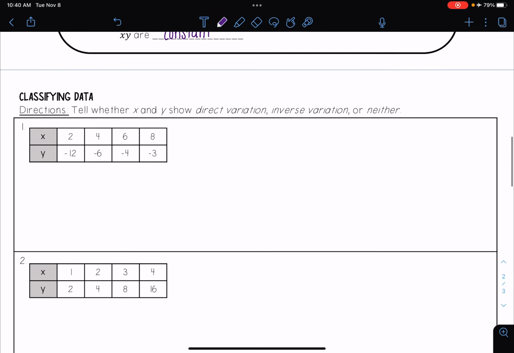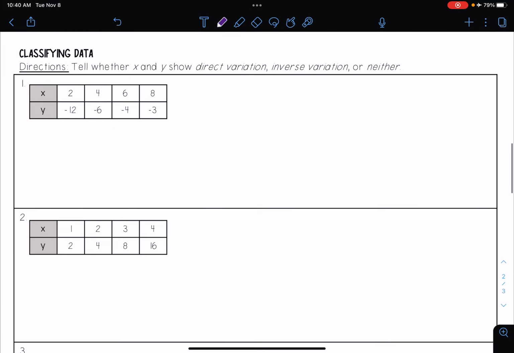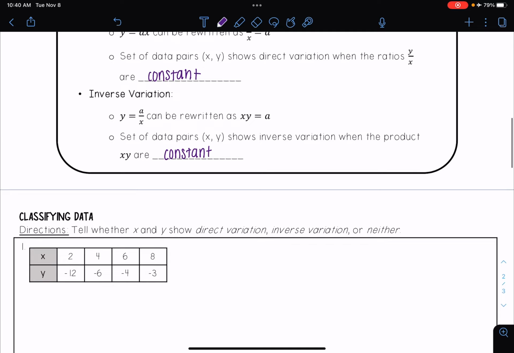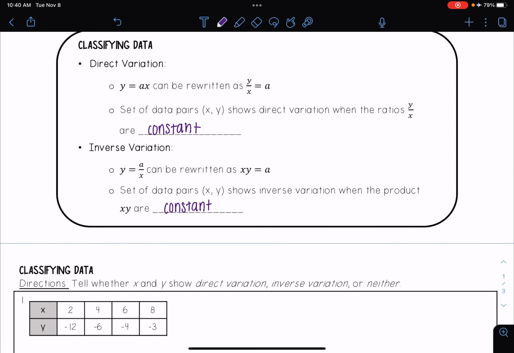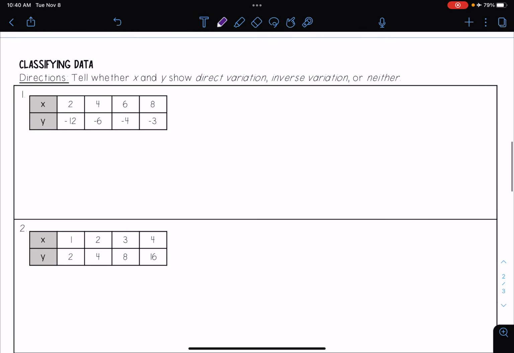So let's look at some examples of classifying the data. For this first one, we have the data pairs (2, -12), (4, -6), (6, -4), (8, -3). I want to first check to see if it is direct variation, so I want to do y divided by x. When I do that, I'm taking all my y values and dividing by the corresponding x value.